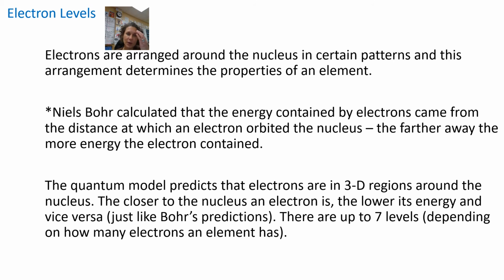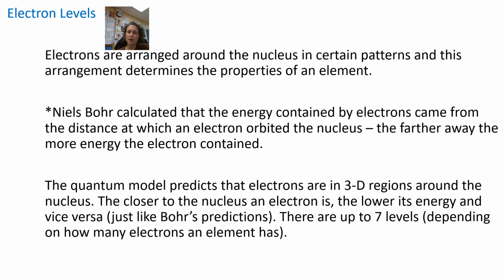Okay, so now electron level. Back to where the electrons are. They are in certain patterns, in certain orbits. And again, with Bohr, what he figured out was that the energy contained has to do with how far they are from the nucleus. The farther away an electron is from the nucleus, the more energy it has.